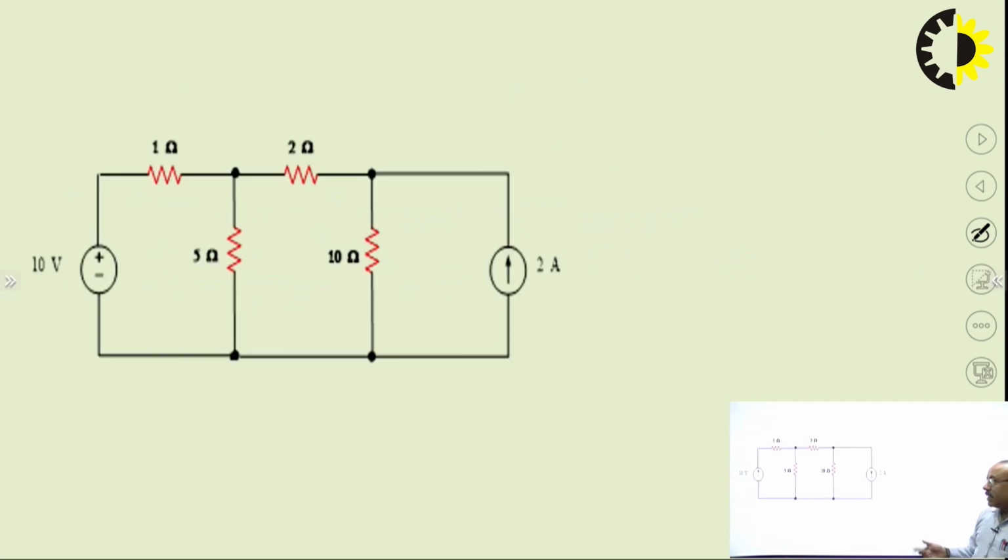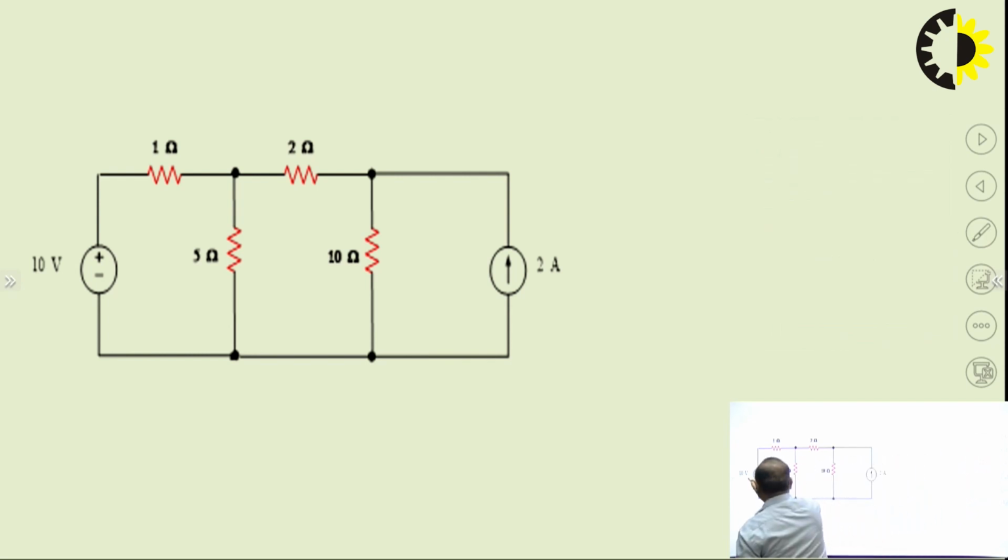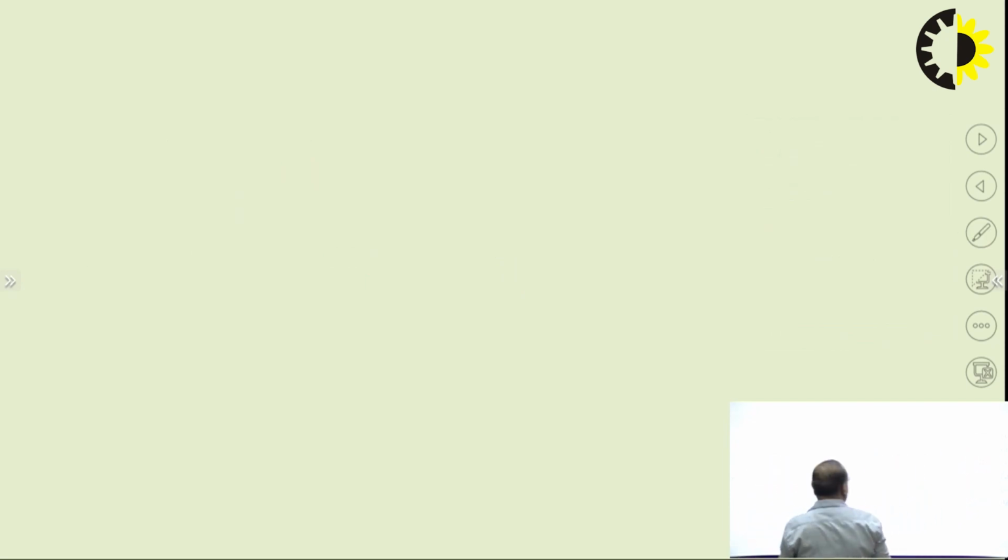If we see some example for this, in this circuit we have a voltage source of 10 volt. This 10 volt voltage source is there.